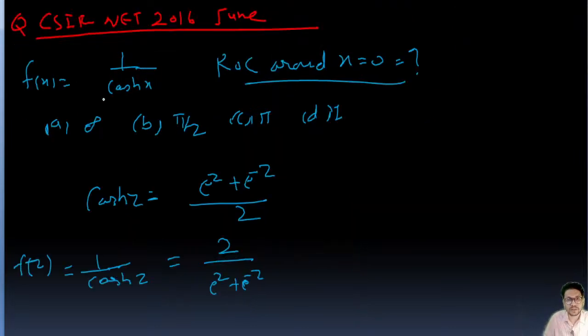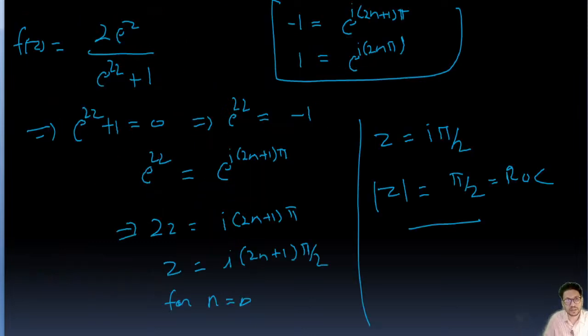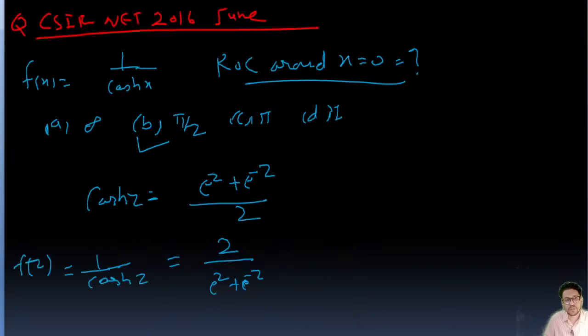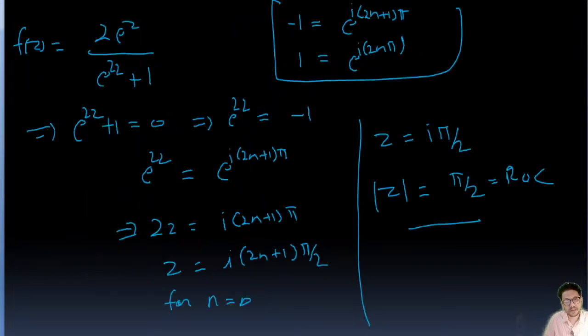Okay, so which option is matching? Option B. Okay, so this question was asked in 2016. Very simple. We just have to convert this to cos hyperbolic x, right? And then that denominator is going to be 0, and then we will find the value of z and then mod z. That is the radius of convergence.